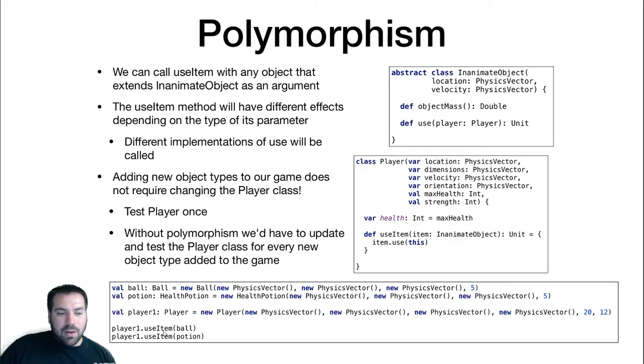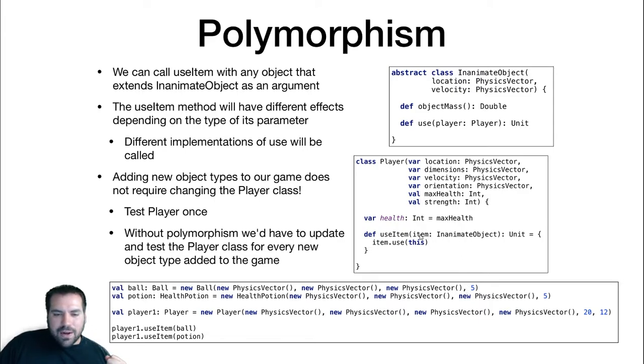So when we call player1.useItem of ball, we have this implicit assignment. We create a variable named item of type inanimate object and assign it equal to the reference of the argument. So here we have this line that we can imagine: val item of type inanimate object equals ball, which is this new ball with zeros for all its physics vectors, just for the sake of slides. Yeah, it has 0 for dimensions. It doesn't make sense, but and then 5 mass.